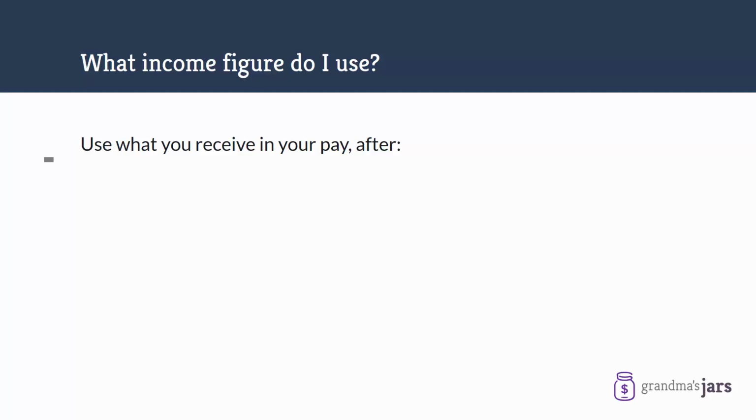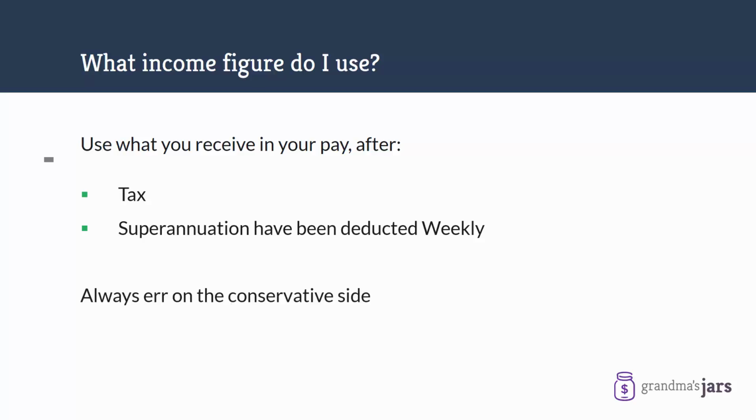To put it very simply, the income you want to budget on is the one you actually receive in your bank account. What you receive in your bank account is typically the money that comes to you after tax and superannuation have been deducted. And if your income tends to fluctuate from pay to pay, what you want to try and do is base your budget on the lower income figure that you consistently receive.